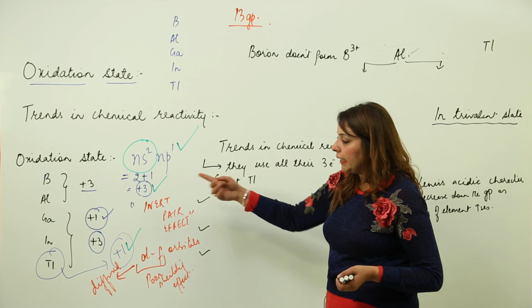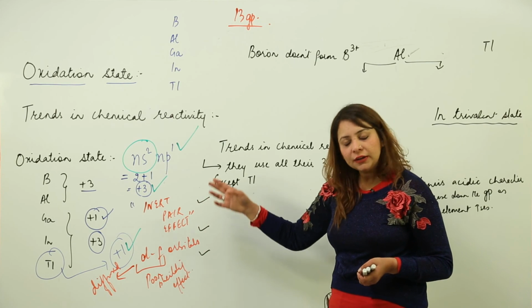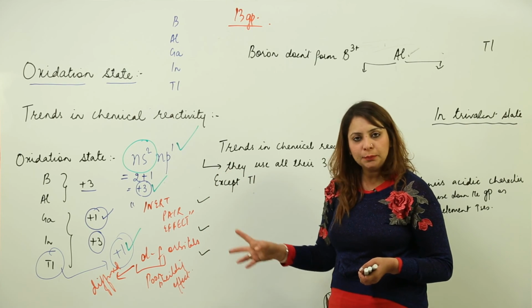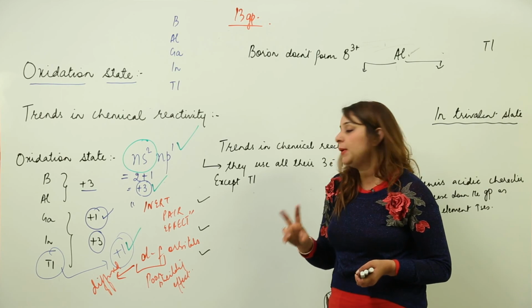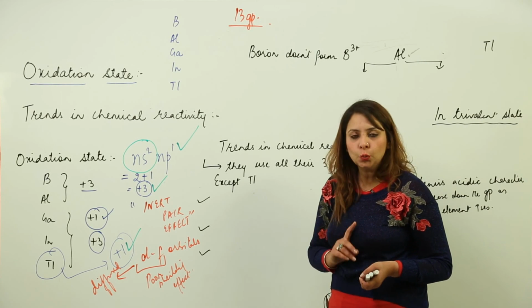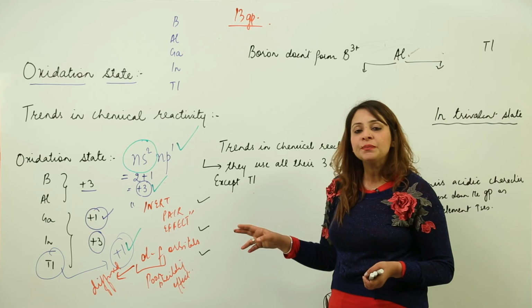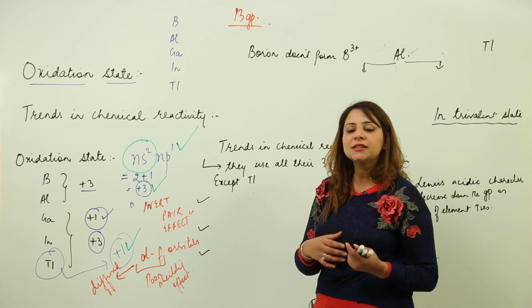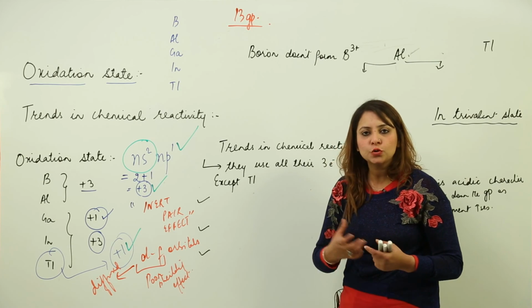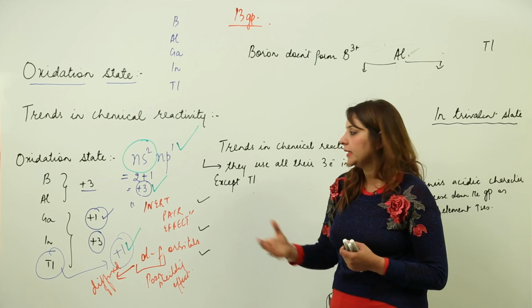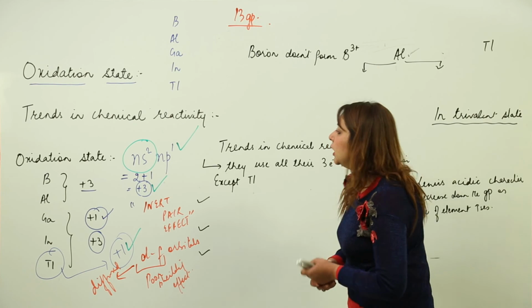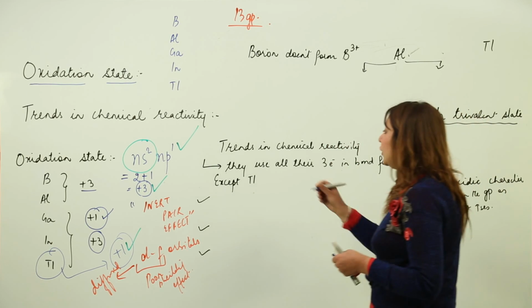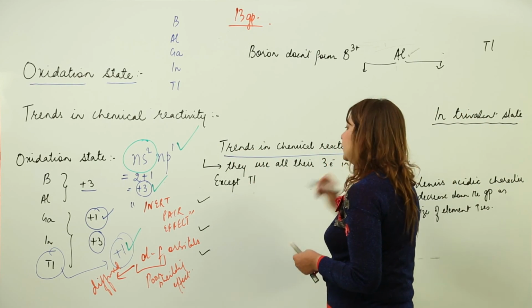As you can see, gallium, indium, thallium, all three of them show +1 and +3, but the stable one for thallium is +1. But if we talk about gallium, then +3 is more stable compared to +1. So this kind of variation you get to see in the p block, that is in this boron family. Now let us talk about trends in chemical reactivity.